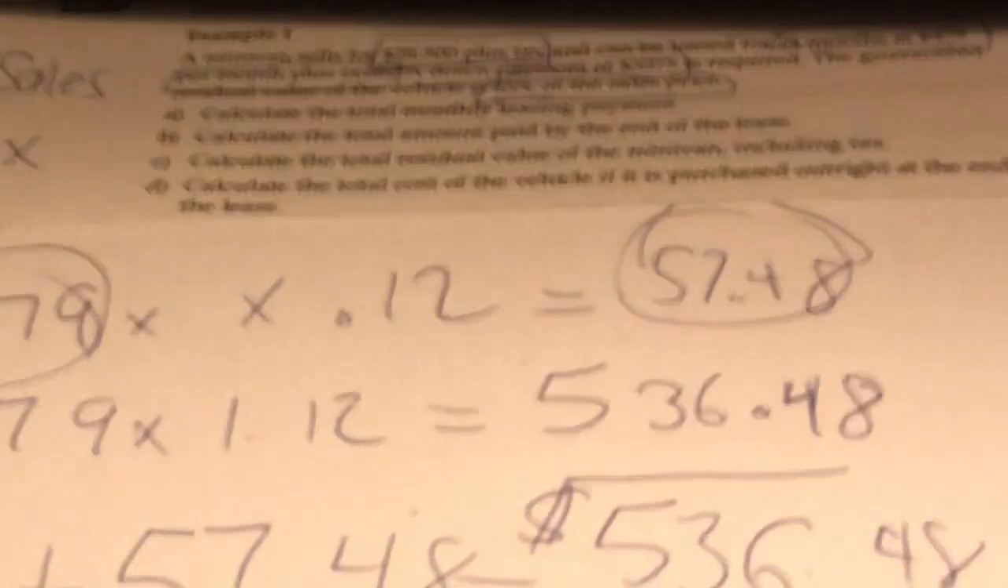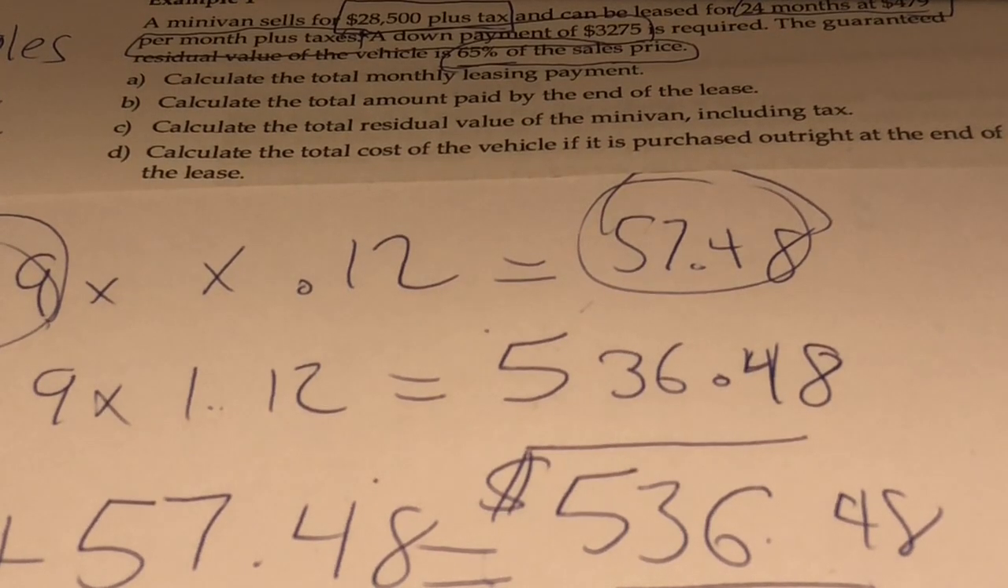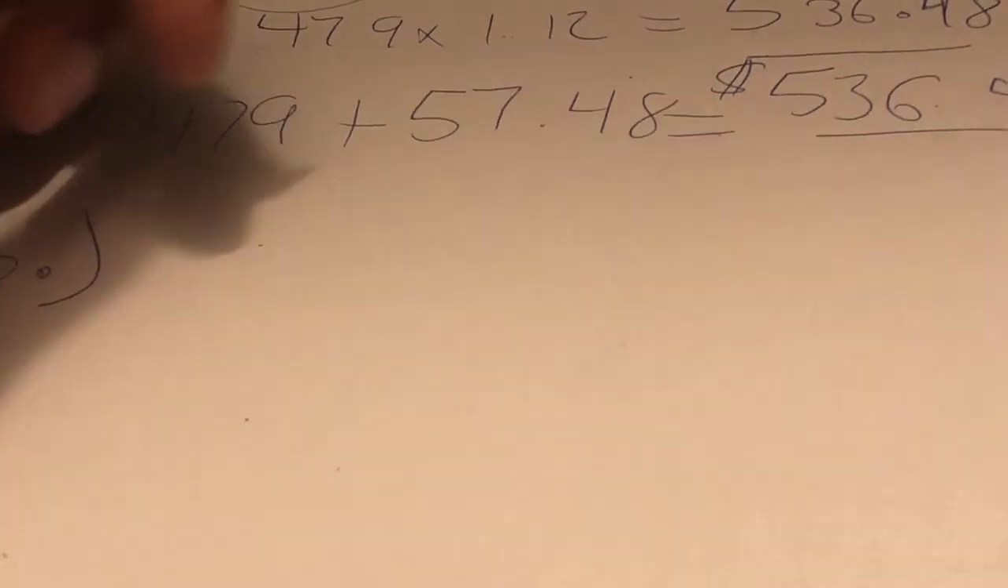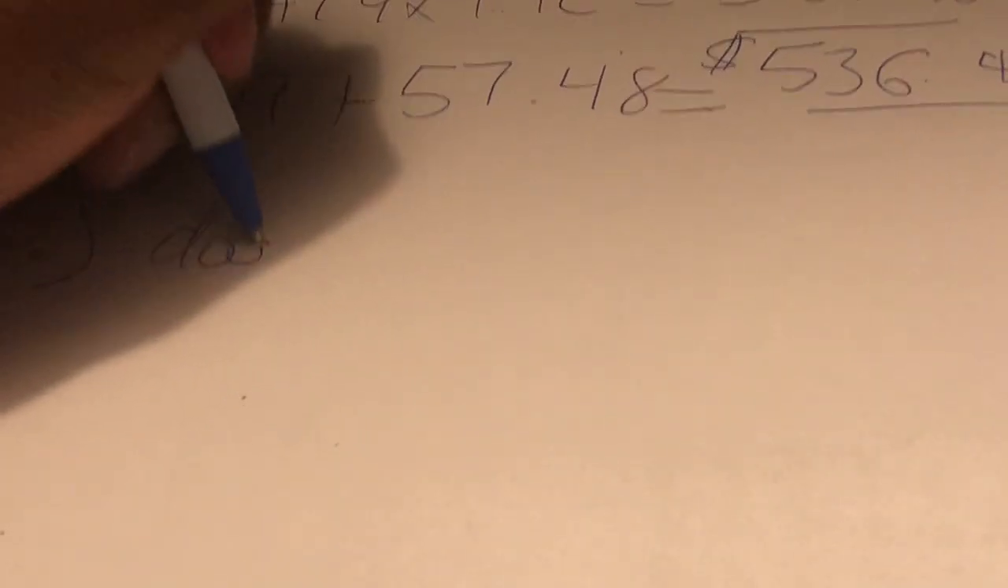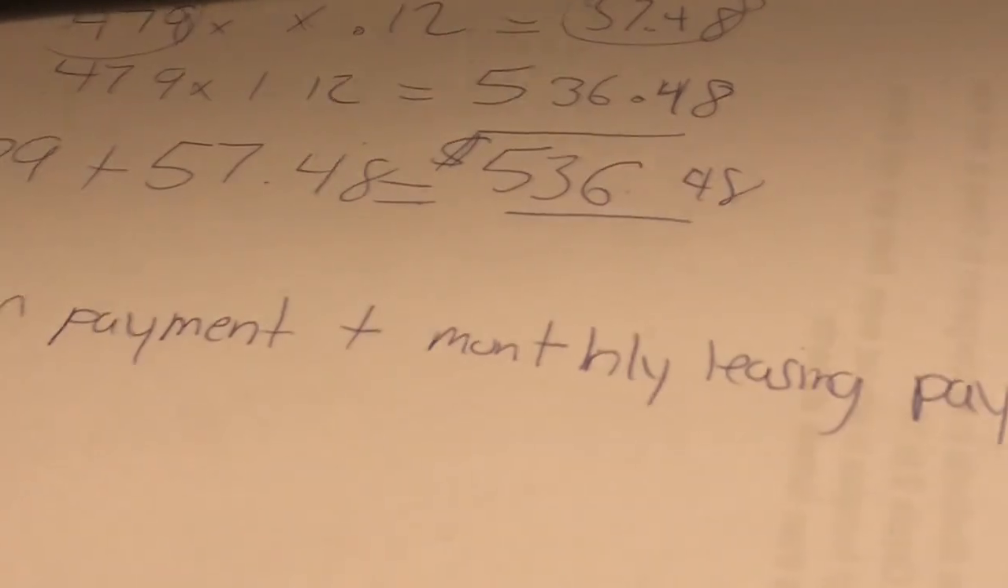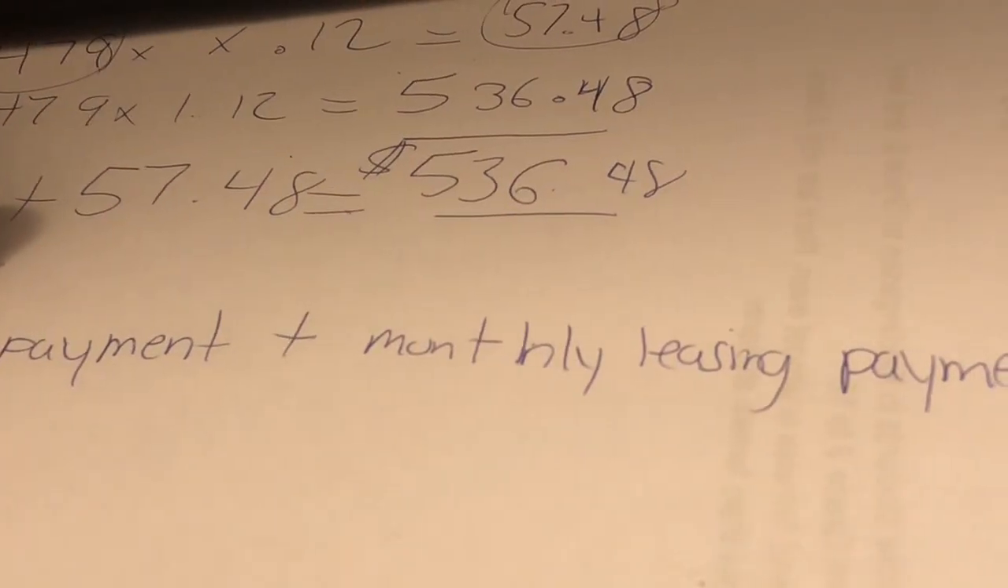All right, for part B now, it's asking to calculate the total amount paid by the end of the lease. So we need to find out the whole thing. This is the formula you're going to use, so you're going to have to copy this down as I'm going through. We're looking for the down payment, plus the monthly leasing payments. When we add both of those numbers up, that's how we get the total amount paid by the end of the lease. We've already found the monthly leasing payment in this case.